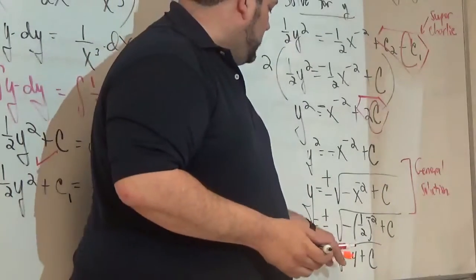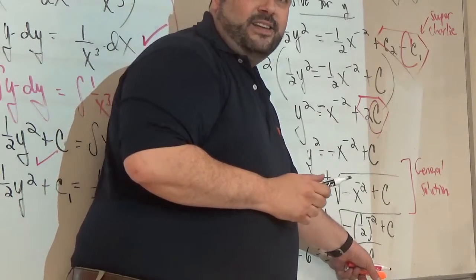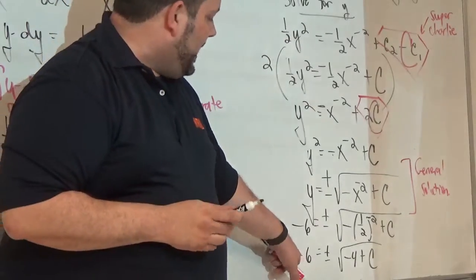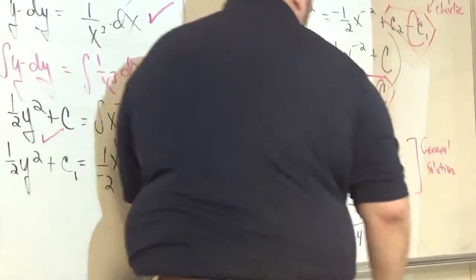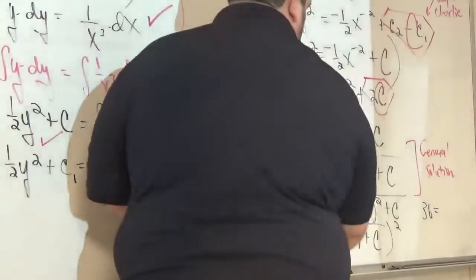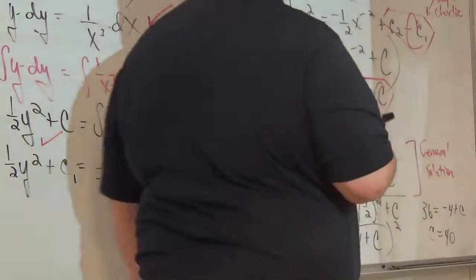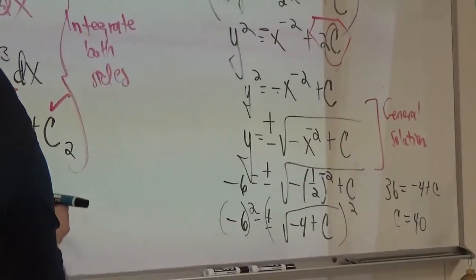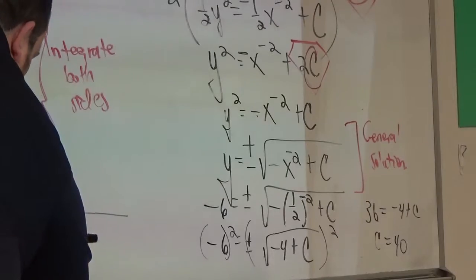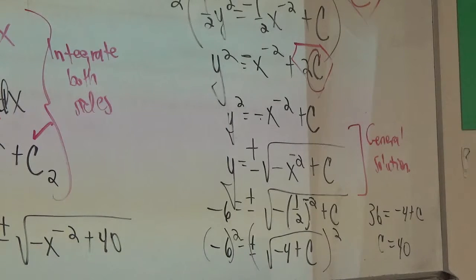If -6 is equal to plus or minus the square root of -4 plus c, I can square both sides. We should get that 36 is equal to -4 plus c. Solve it for c. I think we get c is equal to 40. Your final answer is going to be y equals plus or minus the square root of -x to the negative 2 plus 40.